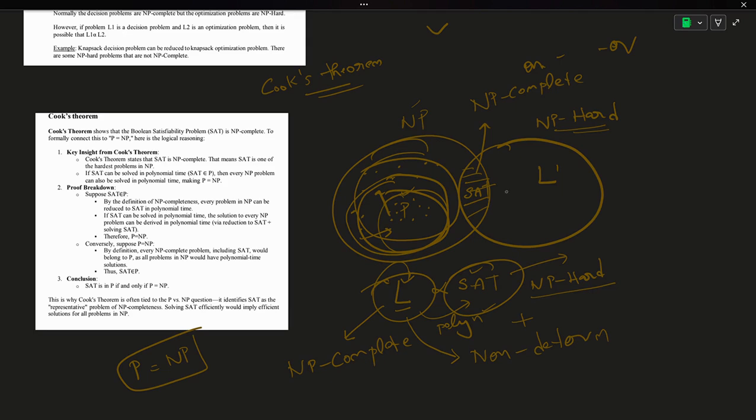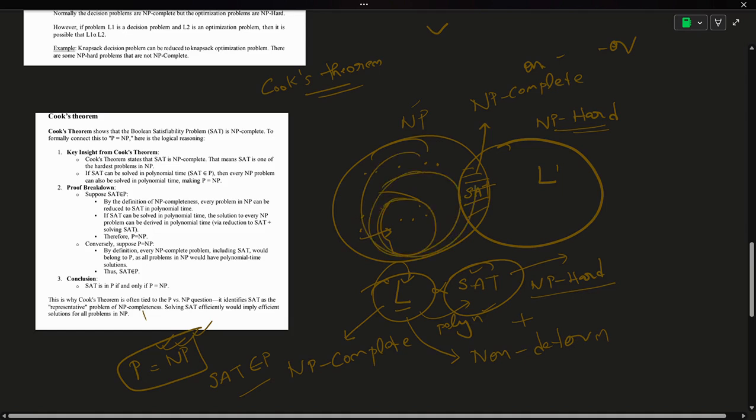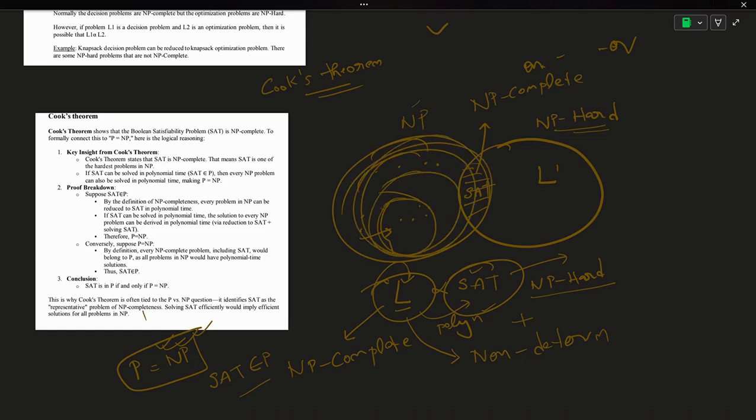Similarly, if this happens, I can surely say that the satisfiability problem also belongs to P. Yes, because if this circle of P keeps on expanding, obviously satisfiability falls under P. And if satisfiability falls under P, all the problems which are reducible to satisfiability can be solved in polynomial time, since satisfiability belongs to P.